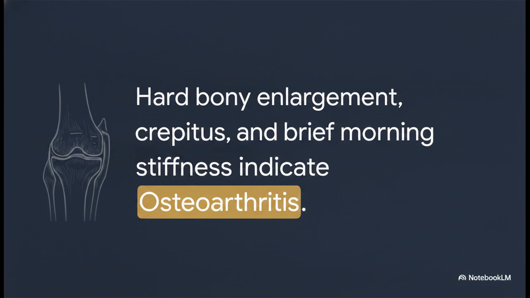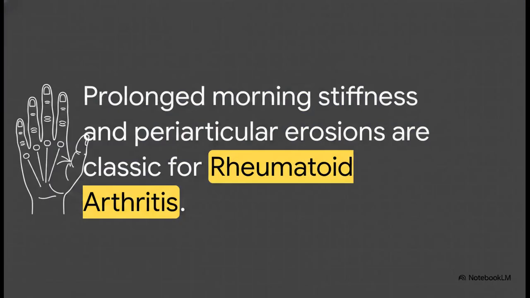Number 2, mechanical joint pain in an older patient featuring brief morning stiffness and radiographic osteophytes? That always maps to osteoarthritis. Number 3, systemic inflammation with prolonged morning stiffness and erosive joint destruction on imaging. That is the absolute hallmark of rheumatoid arthritis.